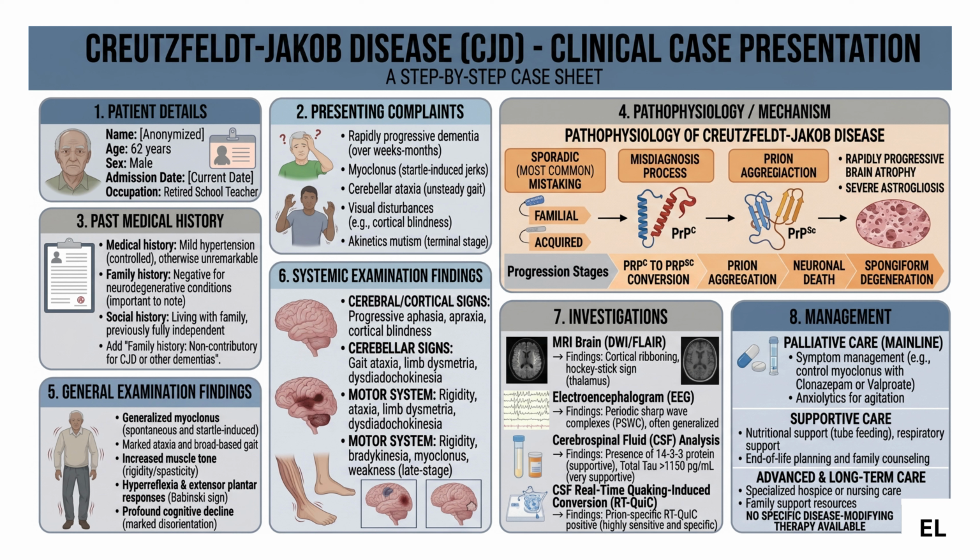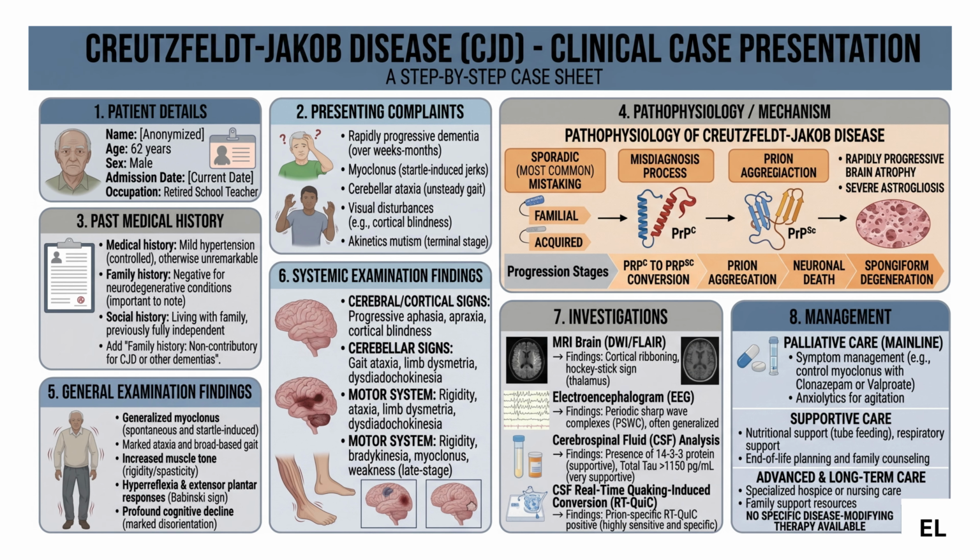Creutzfeldt-Jakob disease most commonly affects individuals between 55 and 75 years of age, making this patient's age typical for the disease. The condition is rare but universally serious because it progresses rapidly and has no curative treatment. Now we move to Section 2, Presenting Complaints.